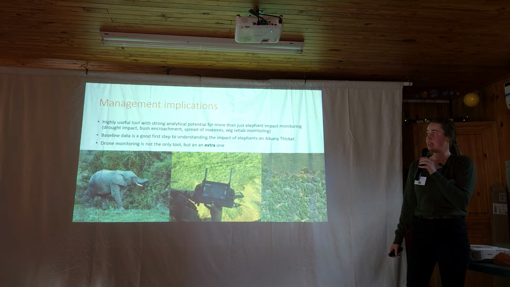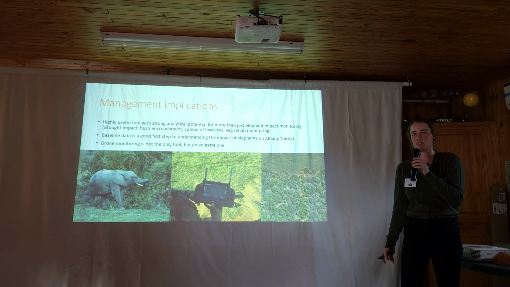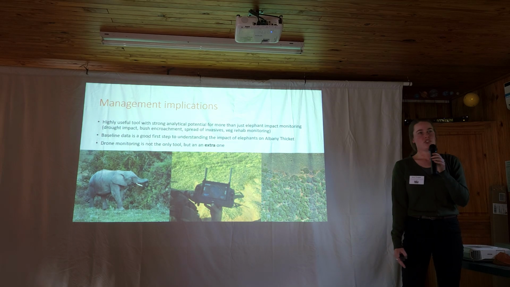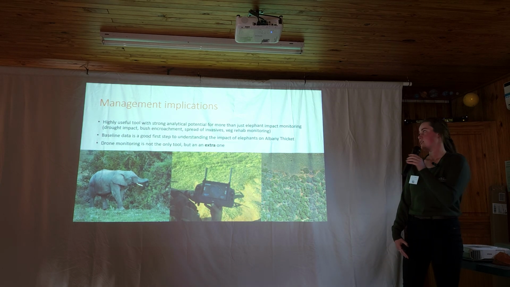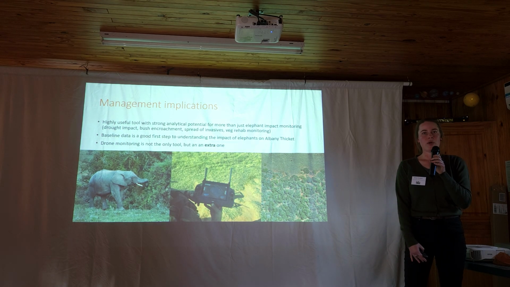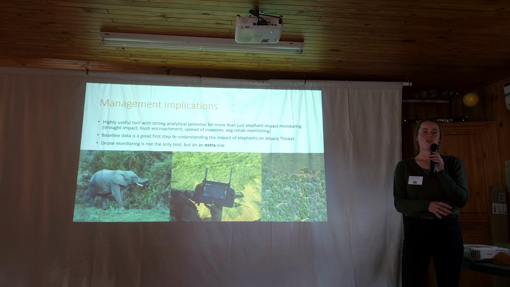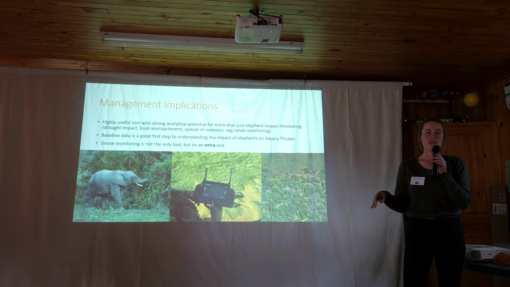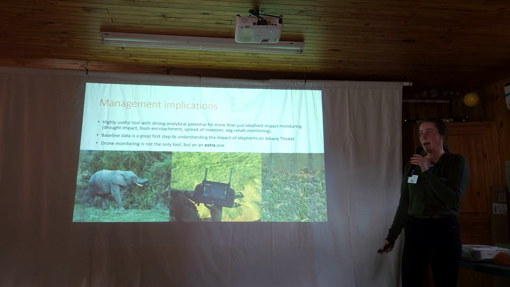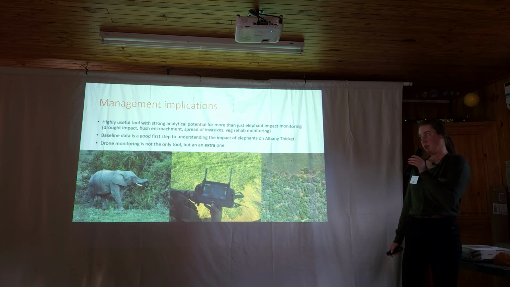But overall, I think it's a highly useful tool with strong analytical potential for more than just elephant impact monitoring. So you can look at drought impact, bush encroachment, spread of invasives, veg rehab monitoring. And then just getting back to elephants, I think it's really important to understand the impact of mega herbivores like elephants on the Albany thicket, especially with our fenced reserves, where they used to move through the landscape and spread out their impact. It's now concentrated in these small reserves, so it's really important to monitor. And I think the sort of baseline data that we've got is an important first step for that.